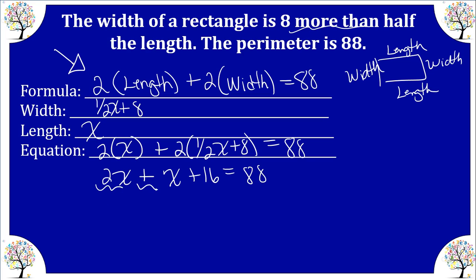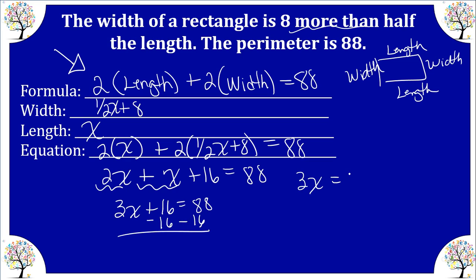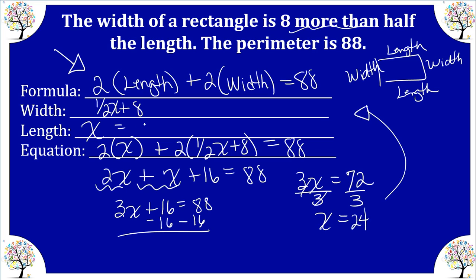We're going to combine our like terms and get 3x plus 16 is equal to 88. We're going to subtract 16 from both sides, and we have 3x is equal to 72. We're going to divide by 3, and x is equal to 24. X is the value for the length, so the length is 24.